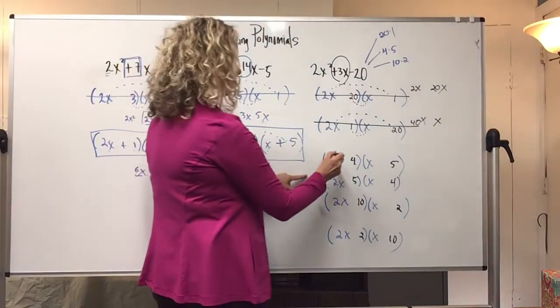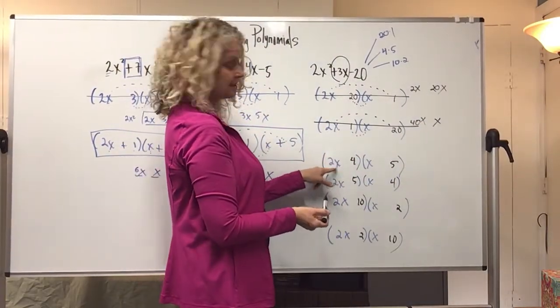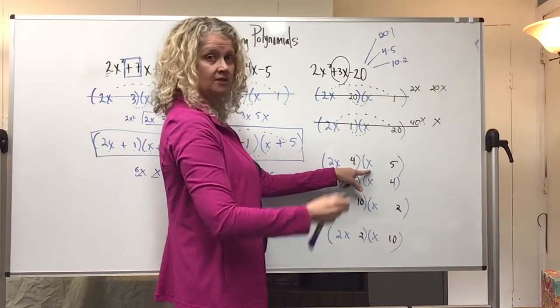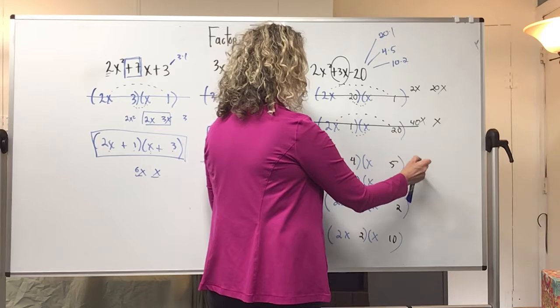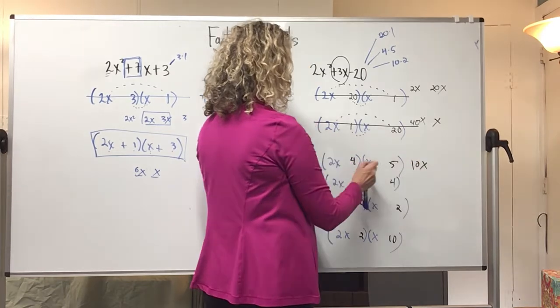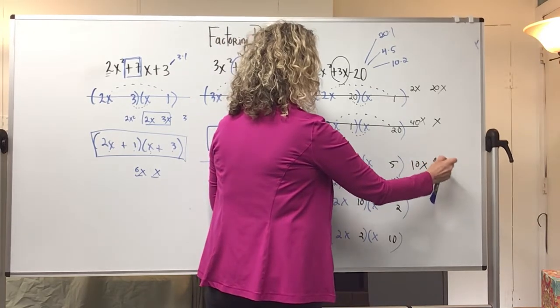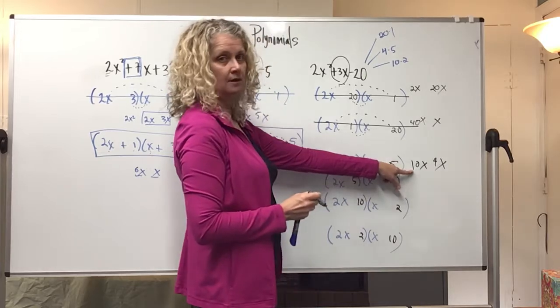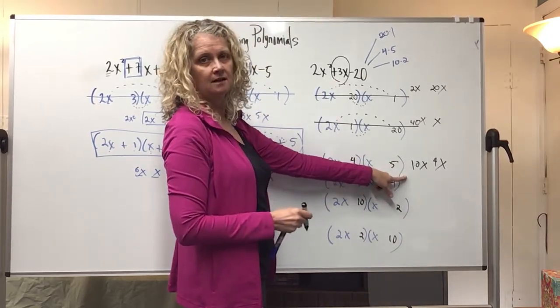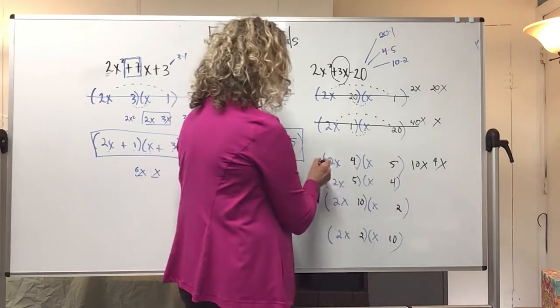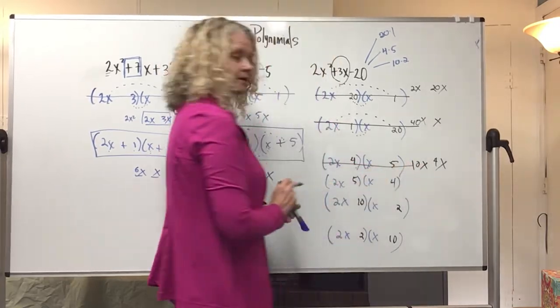Next one. We know the first, 2x times x, is 2x squared. Notice I'm FOILing to check. 2x times 5 is 10x. 4 times x is 4x. Again, a 10 and a 4 will never add or subtract to a 3. 10 minus 4 is 6. Negative 10 minus 4 is negative 14. That guy's not going to work.